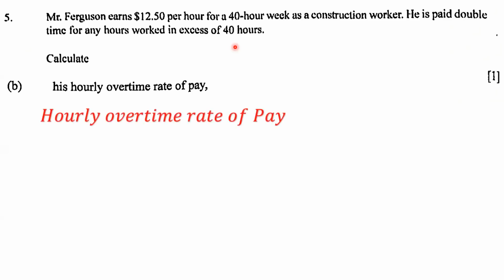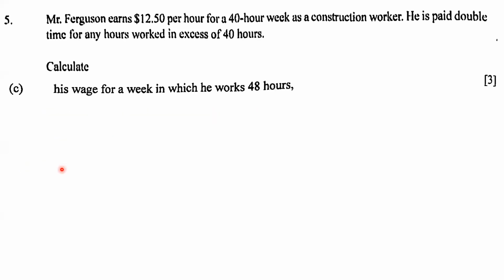So double time just basically means that we have to multiply his hourly rate by 2 because it's double time. Double means 2. So we're going to say 2 multiplied by his hourly rate, which is 2 times $12.50, which is going to be $25. So that means that for overtime, every hour of overtime that he worked, he's paid $25 for that. Let's move on to part C.